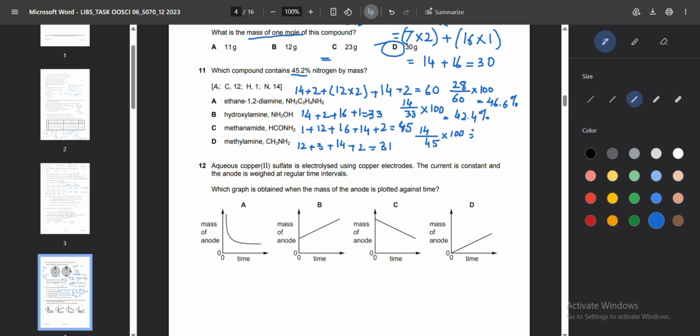The answer is 31.1%. The last one is 14 divided by 31 multiplied by 100. The answer is 45.16%. Okay, so if you just round it off, the closest value is for D, it is 45.2. So the correct option is D in this case.